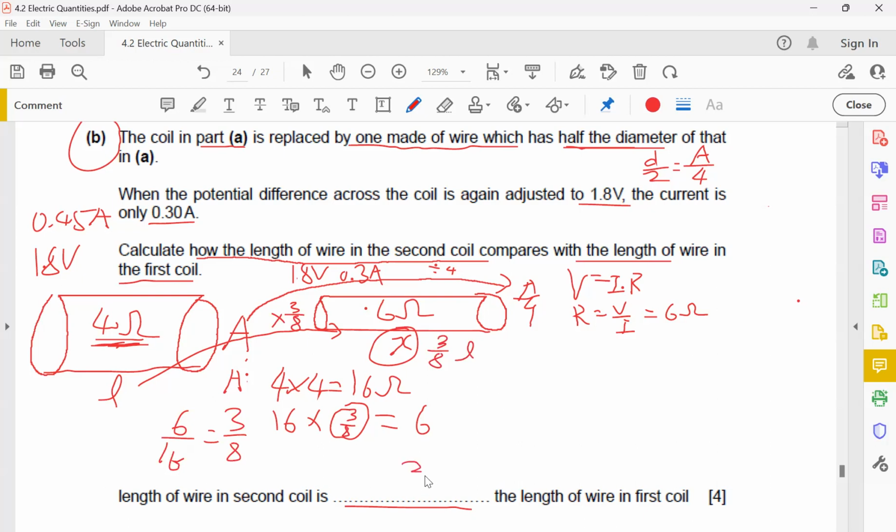Which means to say my final answer here is going to be 3 over 8. The length of the wire in the second column is 3 over 8 the length of the wire in the first column. Because if this was original length L, then this must be 3 over 8 L1. You guys understand what I'm talking about, right? This one here is a little bit complicated. I'll copy everything down.